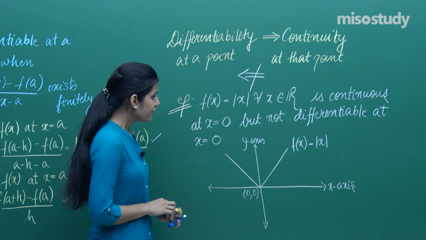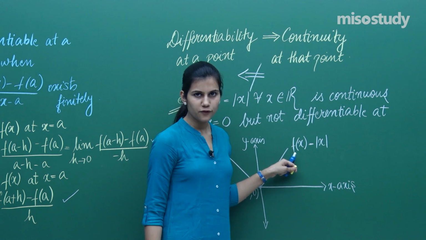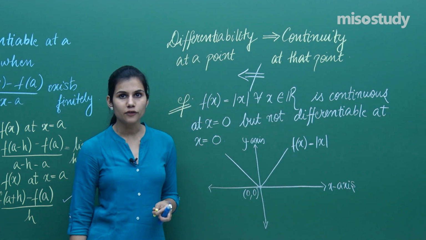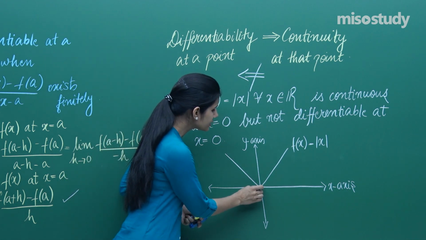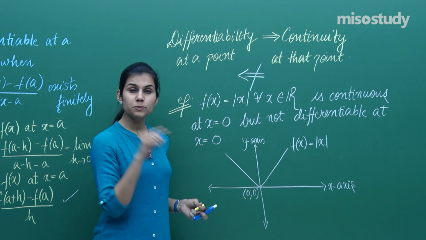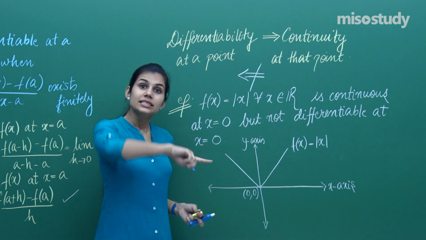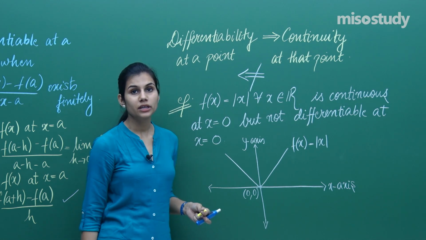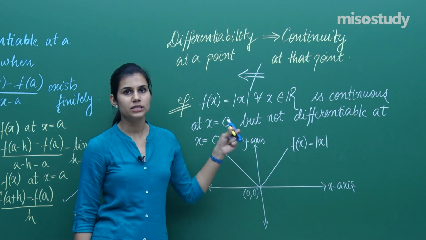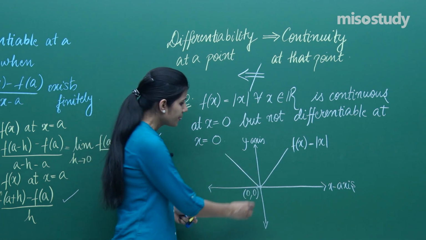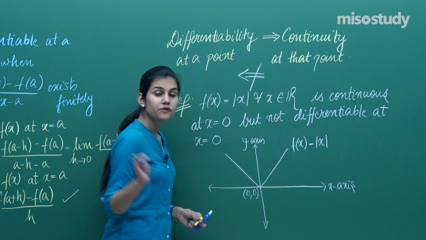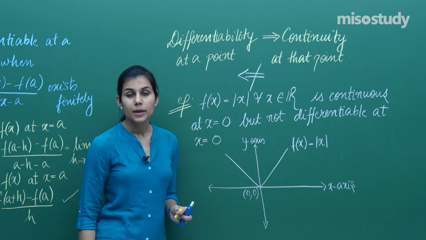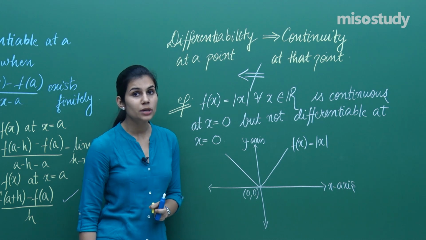Okay? If this is the f(x) equals mod x graph, you can see there is one corner point in the graph. The corner point is this. Corresponding to the point 0 in the domain, (0, f(0)), which is (0, 0), is a corner point in the curve of y equals mod x. Definitely at this point infinitely many tangents can be drawn to the curve y equals mod x. That means the function is not differentiable at 0.